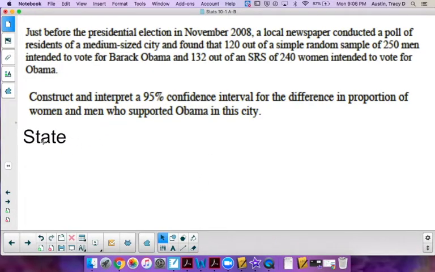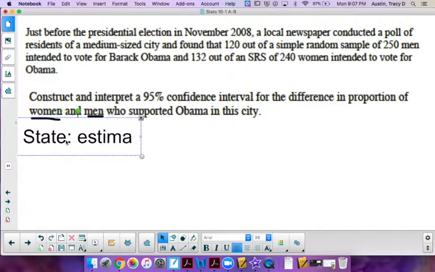Okay, so in November 2008, right before the presidential election, a newspaper conducted a poll of residents and found that 120 out of an SRS of 250 men and 132 out of an SRS of 240 women intended to vote for Obama. Okay, so we're going to do a 95% confidence interval for the difference in proportion of men and women. And since they're telling us men and women, that is the way that we are going to subtract. Okay, so what are we doing for our state?